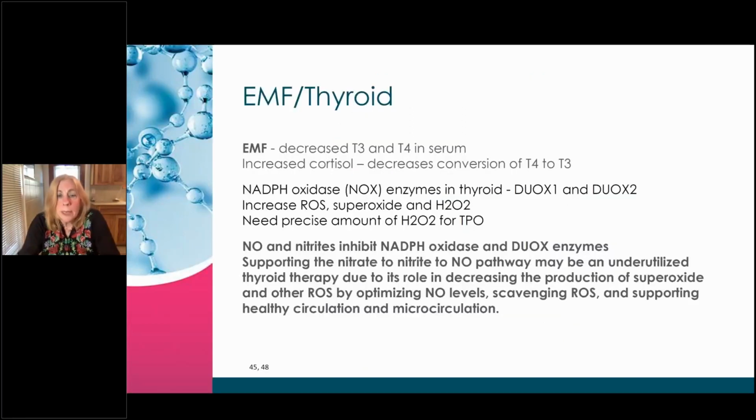So EMF can decrease serum T3 and T4. EMF increases cortisol, which decreases the conversion of T4 to the active T3. So there are NADPH oxidase enzymes in the thyroid. They're called DUOX1 and DUOX2. And they increase the production of reactive oxygen species, but you need a precise amount of these for the TPO to work. Too much, it doesn't work. Too little doesn't work. So nitrites and nitric oxide inhibit that NADPH oxidase and the DUOX enzymes. So this can actually even help thyroid function.